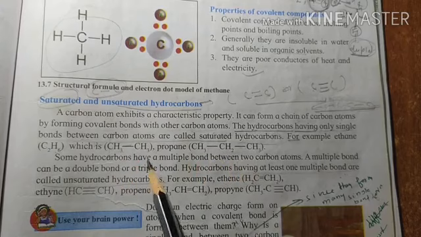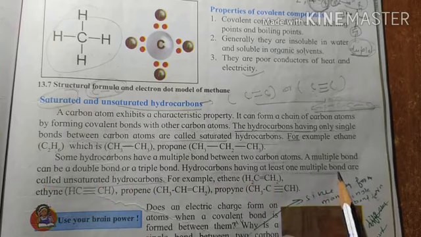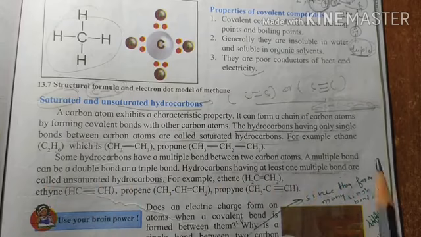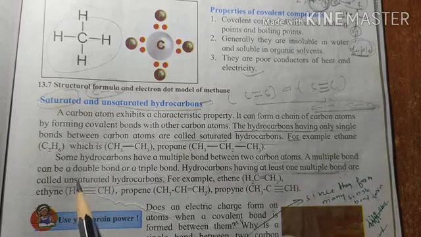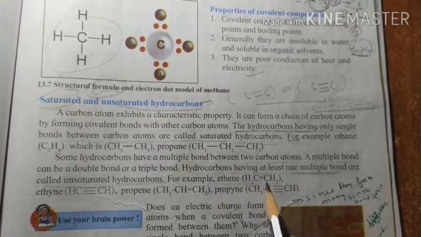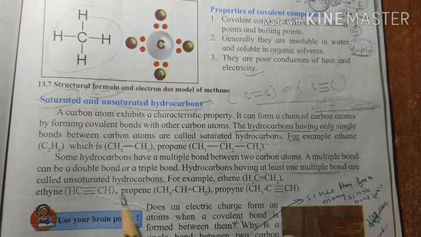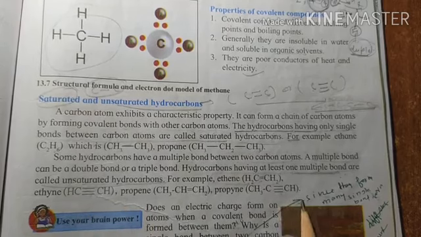Some hydrocarbons have multiple bonds between two carbon atoms. A multiple bond can be a double bond or a triple bond. Hydrocarbons having at least one multiple bond are called unsaturated hydrocarbons. For example, ethene. You can see there is a double bond between carbon atoms. Ethyne, CH triple bond CH. There is a triple bond between carbon atoms. Propene, that is a double bond. Propyne, that is a triple bond between carbon atoms. Right?